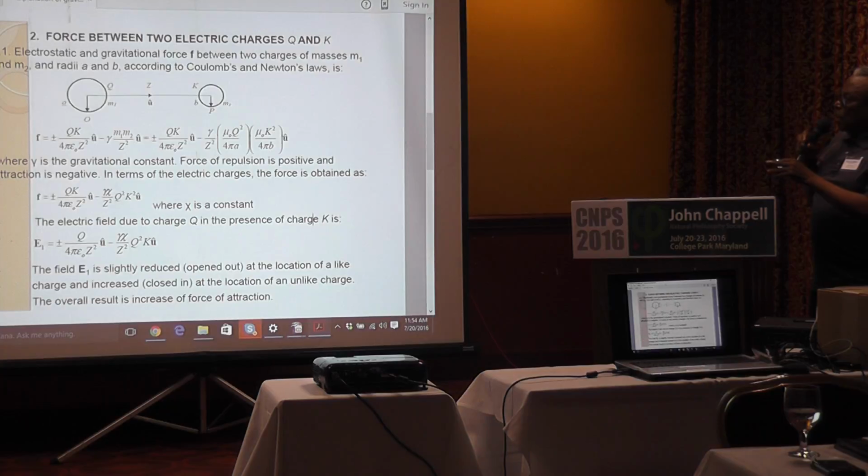So whenever you have charges, the forces of repulsion are slightly reduced due to the interaction between the electric field from one charge onto another charge. The forces of attraction are increased. The overall result is an increase in the force of attraction, the force of gravity, while the electrostatic forces of attraction and repulsion cancel out. This is what we are proposing as a cause of the force of gravity.